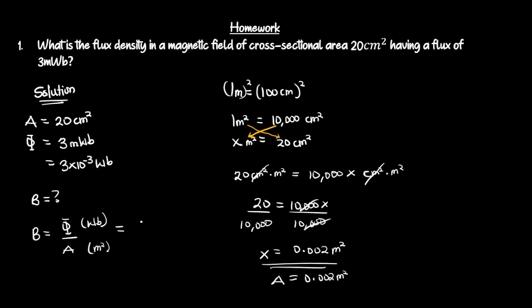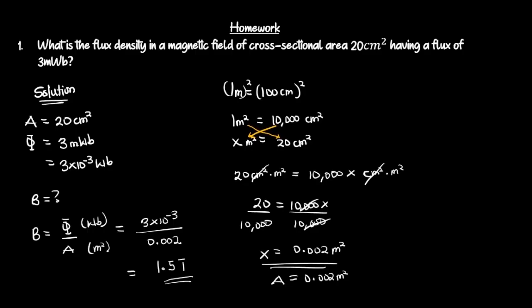So our phi, our magnetic flux, is 3 times 10 raised to the power minus 3 over the area, which is 0.002. Or someone can convert this to standard form and have 1, 2, 3, so we'll have 2 times 10 raised to the power minus 3. That is also the same. So if I compute this into my calculator, 3 times 10 raised to the power minus 3 divided by 0.002 will give me 1.5 Tesla as my answer for this particular problem.